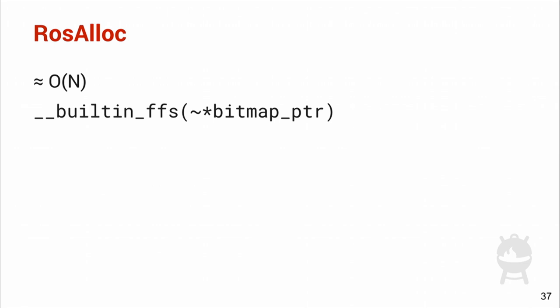So the worst case allocation cost is just the number of slots divided by the number of bits in a machine word. On Android, we actually negate the bitmap word and then use something called __builtin_ffs to find the index of the first non-set bit. So we actually use a compiler intrinsic for that. And that's not even the brilliant part, though, because the brilliant part is what happens on deallocation.